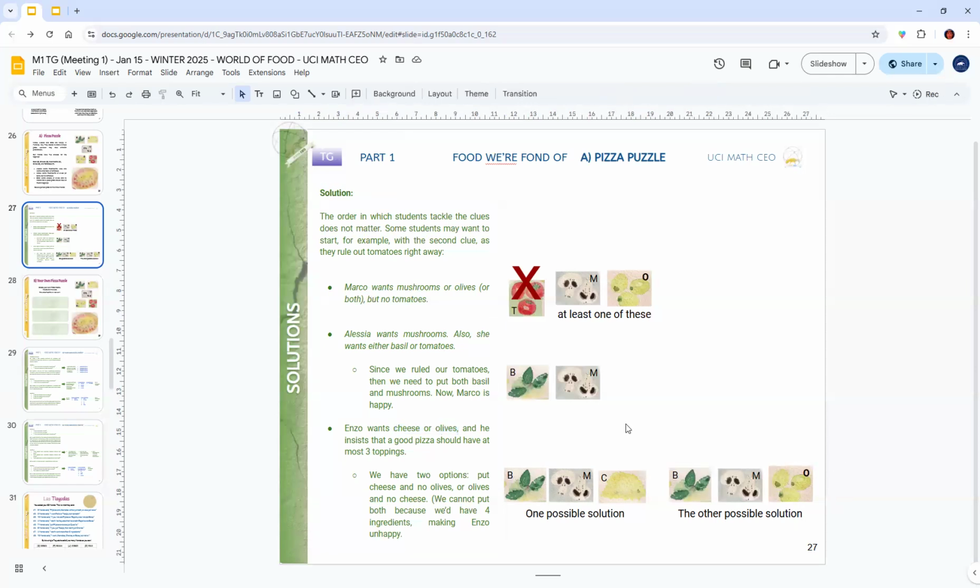So bear in mind that if mentors or students only find one solution, you can ask them if there's another solution, and they'll probably be able to understand why there are 2 solutions. They're very symmetrical, right? Very similar. They all have B, M, and then a third ingredient, either C or O. So hopefully that helps, and then you can move on to the next part, which we'll also be covering in the video. Have fun.